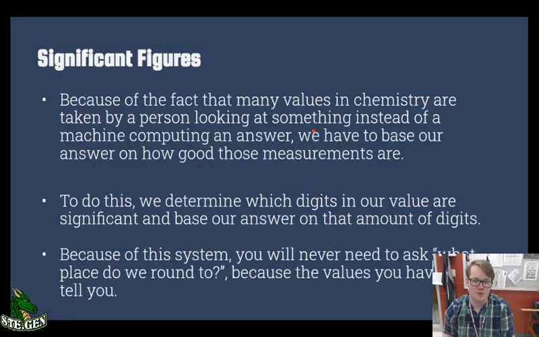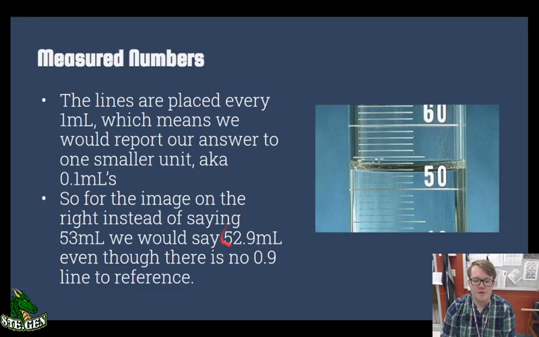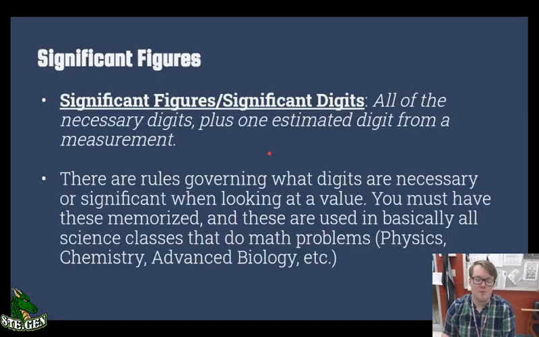So if we go back to this number here, this 52.9, those are our significant digits or significant figures. All three of them are significant. We measured the first two, we could accurately see the 52, and then the 0.9 was one step beyond that. There are rules that actually govern what digits are necessary when you look at a number.